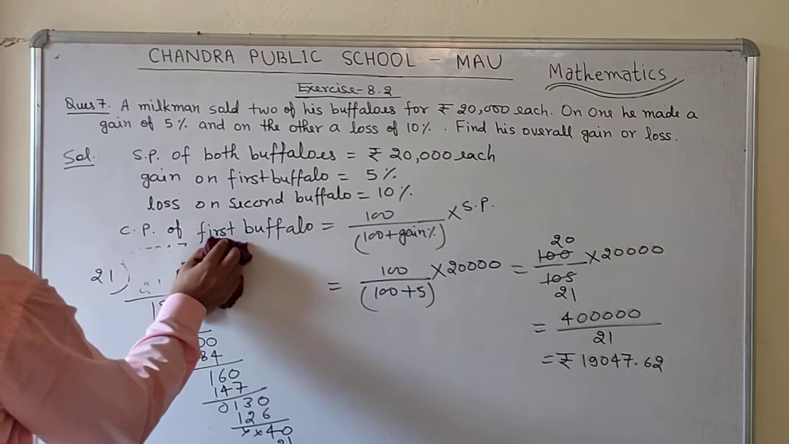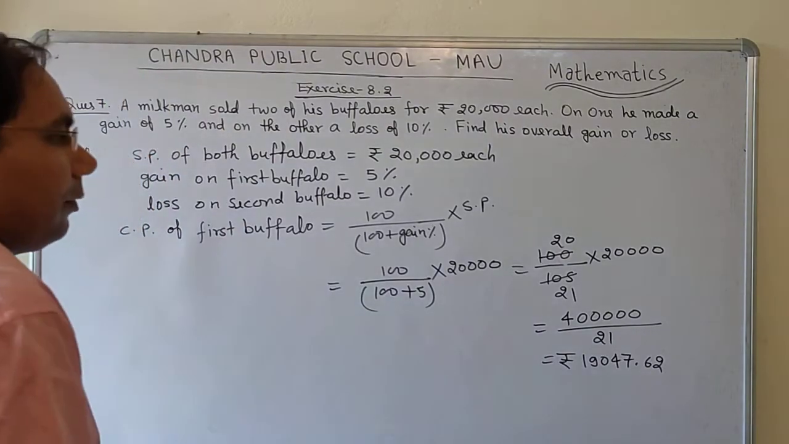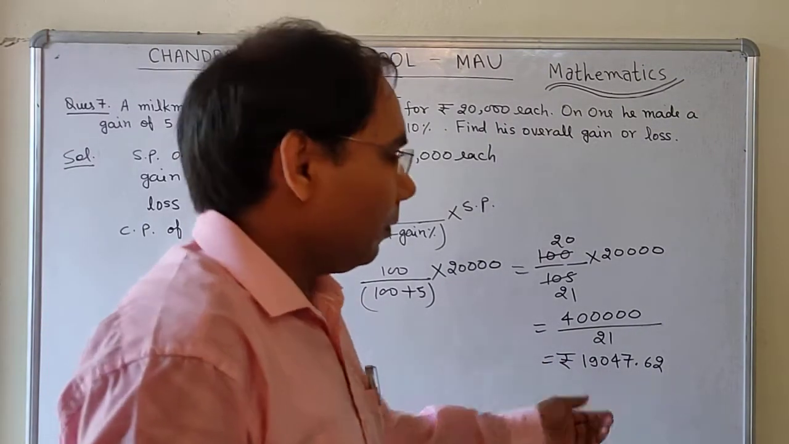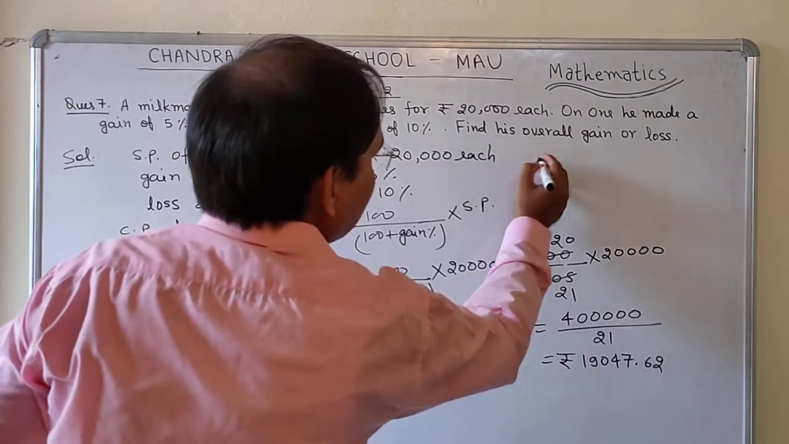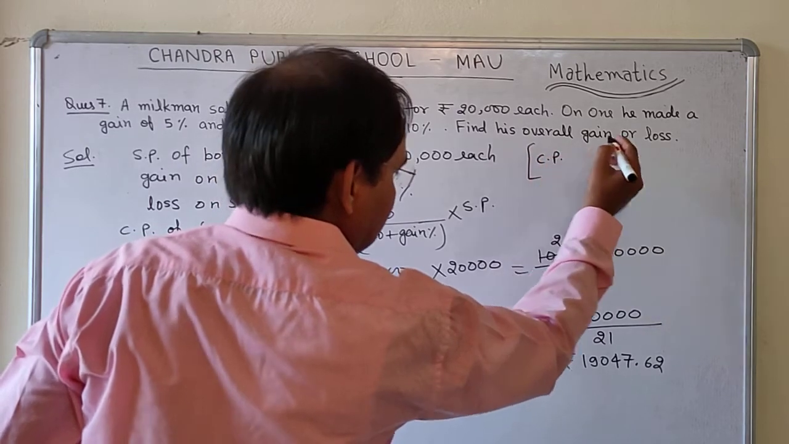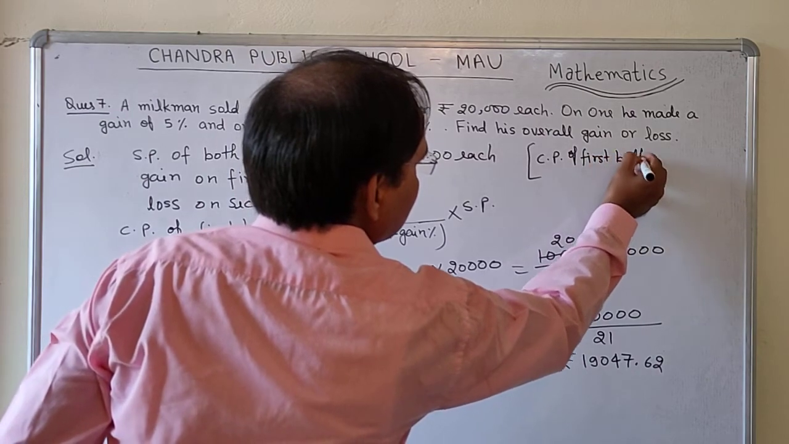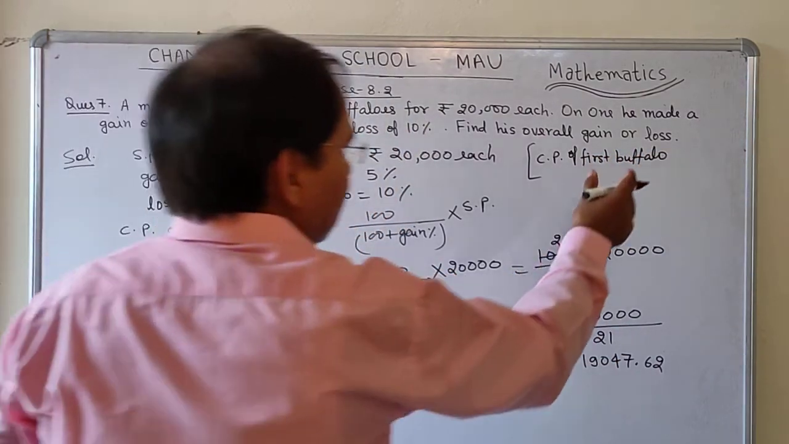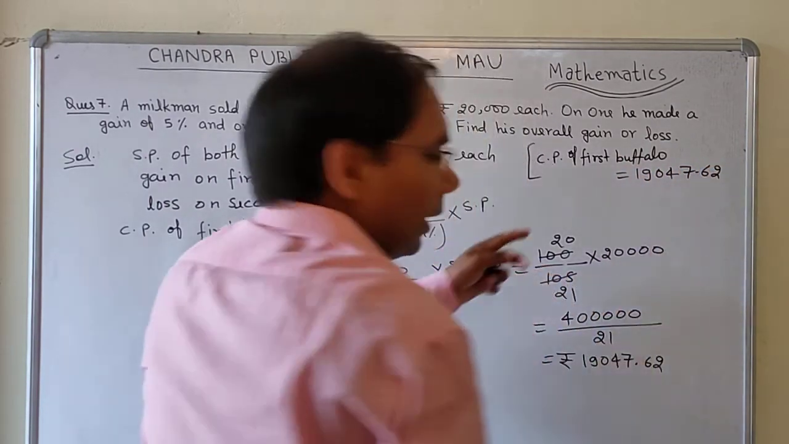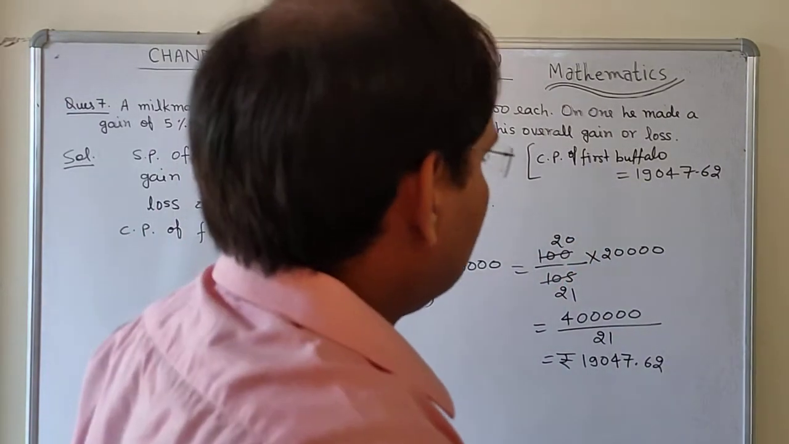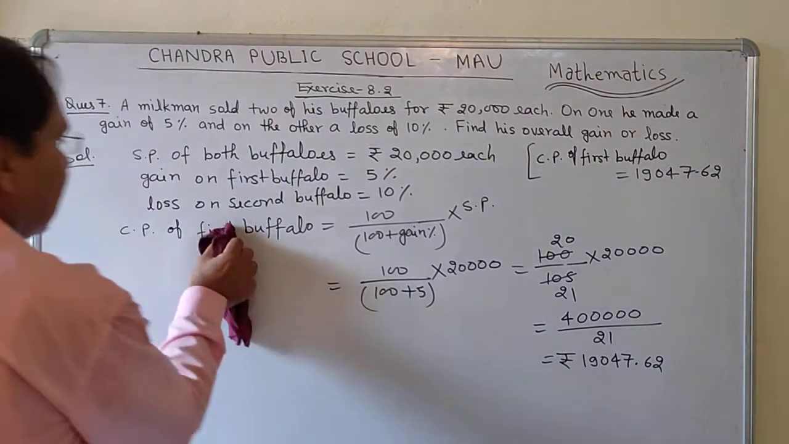So I have written the cost price for the first buffalo. Kindly note this down, and after that I will find the cost price for the second buffalo. So here I am going to write CP of first buffalo. The reason is that in the end I will use this value. So I am going to write it here, and after that I will erase it. So kindly note this down. I am only going to make the changes here.